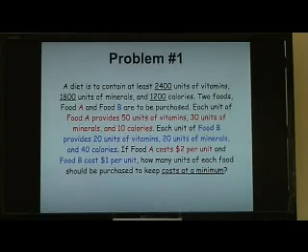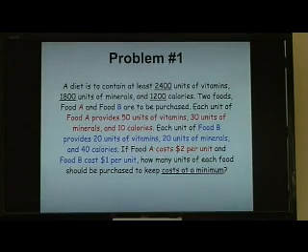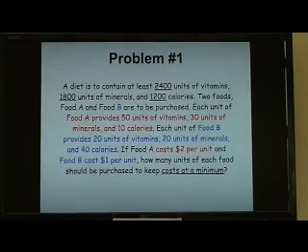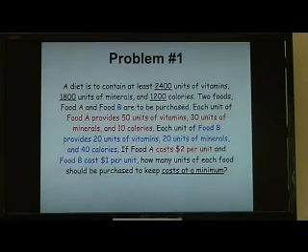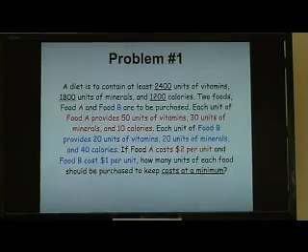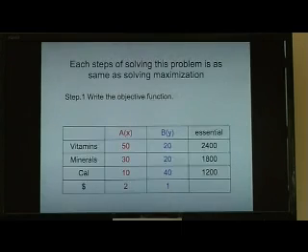Problem 1. A diet is to contain at least 2,400 units of vitamins, 1,800 units of minerals, and 1,200 calories. 2 foods, food A and food B, are to be purchased. Each unit of food A provides 50 units of vitamins, 30 units of minerals, and 10 calories. Each unit of food B provides 20 units of vitamins, 20 units of minerals, and 40 calories. If food A costs $2 per unit and food B costs $1 per unit, how many units of each food should be purchased to keep the cost at a minimum?